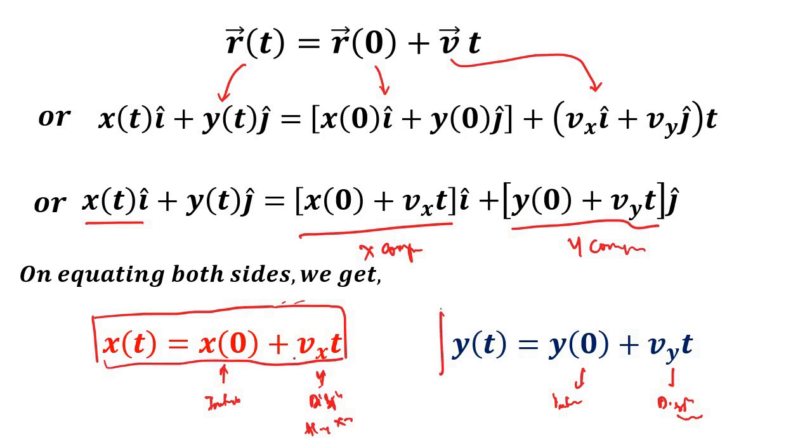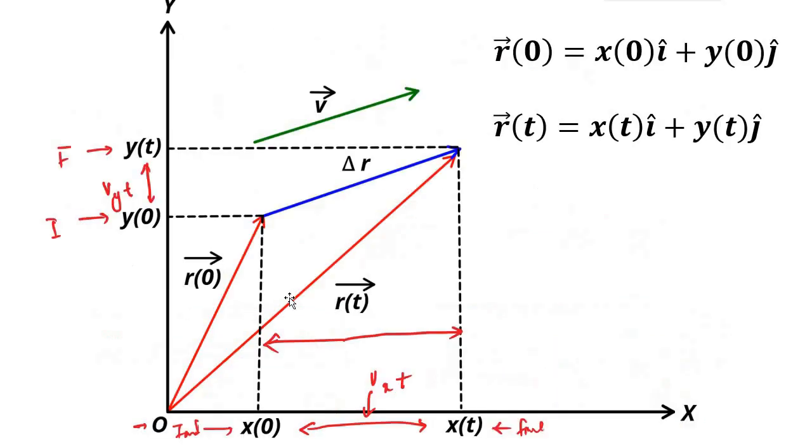So this is the whole thing about two-dimensional motion in a plane with uniform velocity.